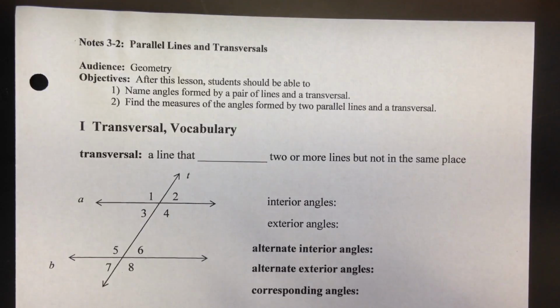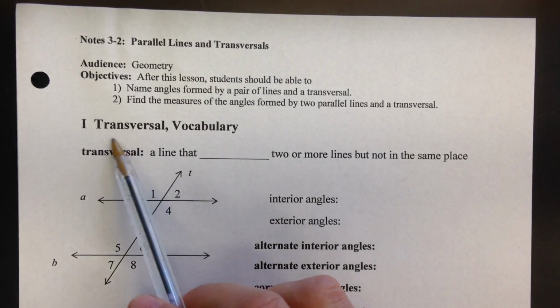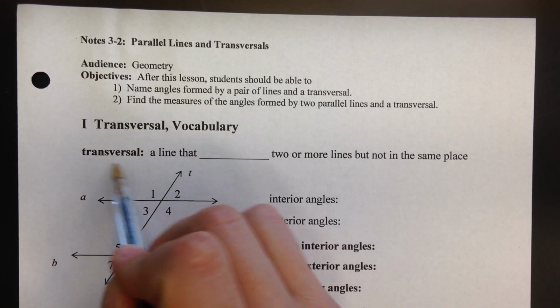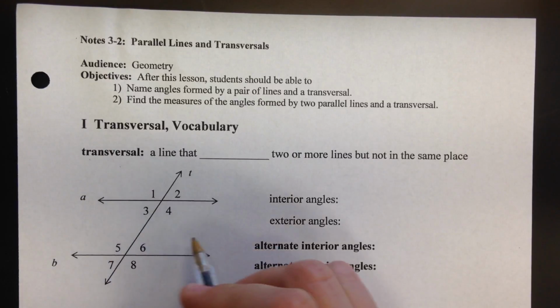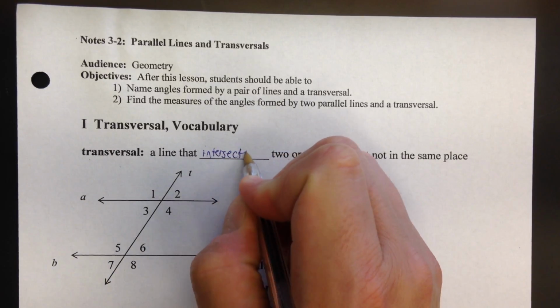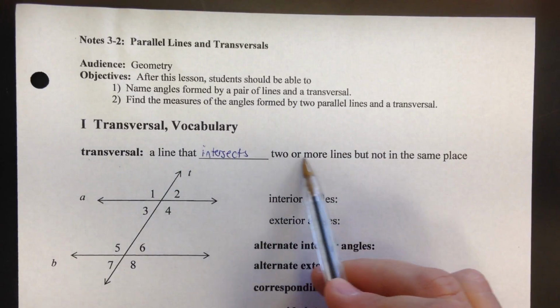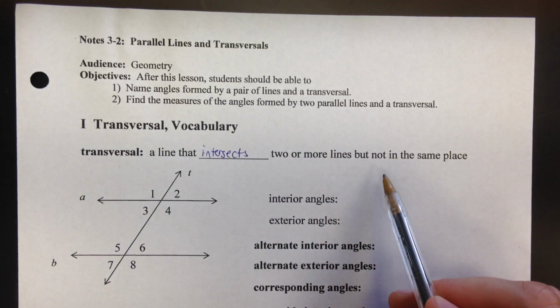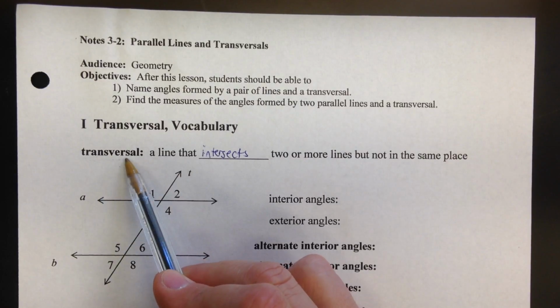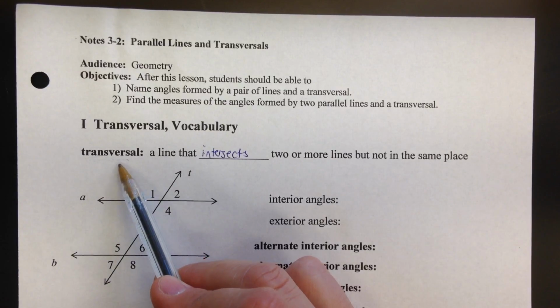Okay, so a lot of today is going to be vocabulary, and what we're going to start off with is a word called transversal. When you see the word transversal, that's a line that intersects two or more lines, but not in the same place. Trans means across, and VERS, verse, is actually a line, so across a line.